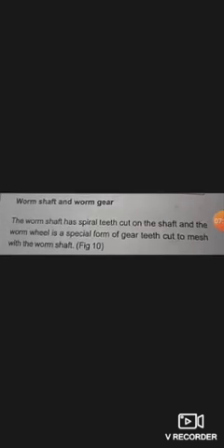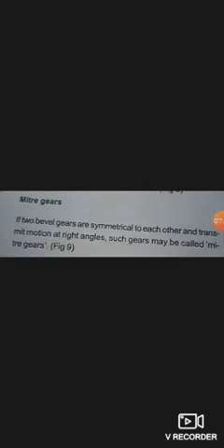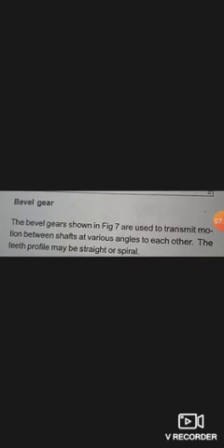And this one is the definition for worm shaft and worm gear. The worm shaft has spiral teeth cut on the shaft, and the worm wheel is a special form of gear with teeth cut to mesh with the worm shaft. And mitre gears: if two bevel gears are symmetrical to each other and transmit motion at right angles, such gears are called mitre gears.